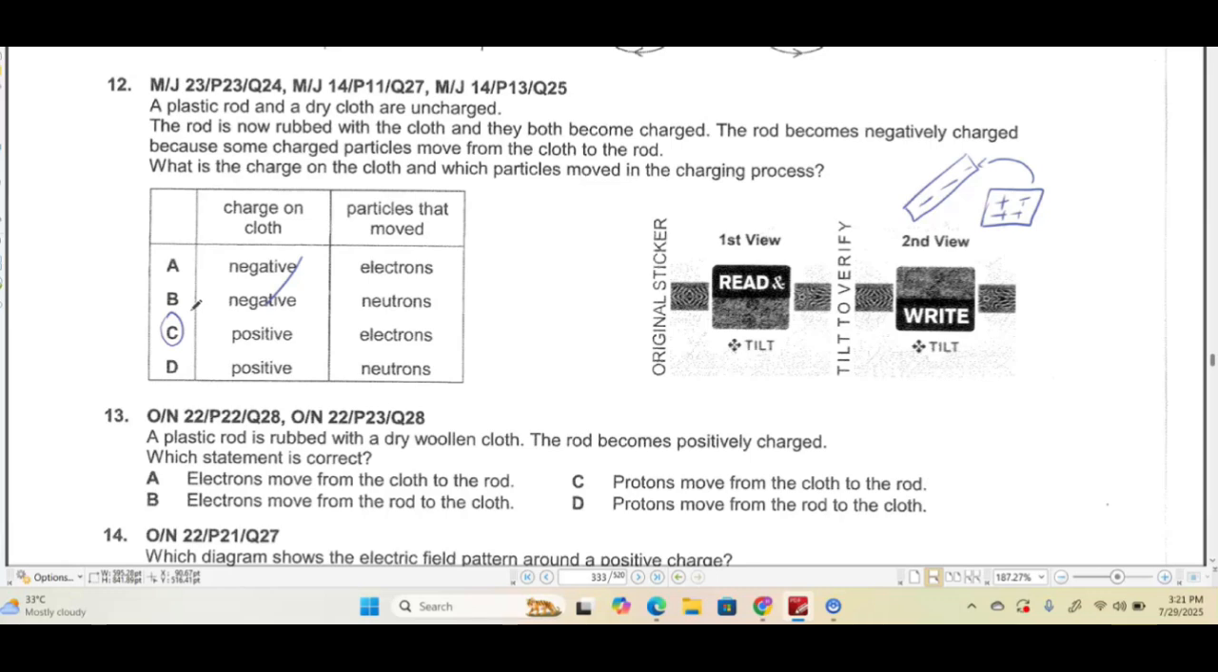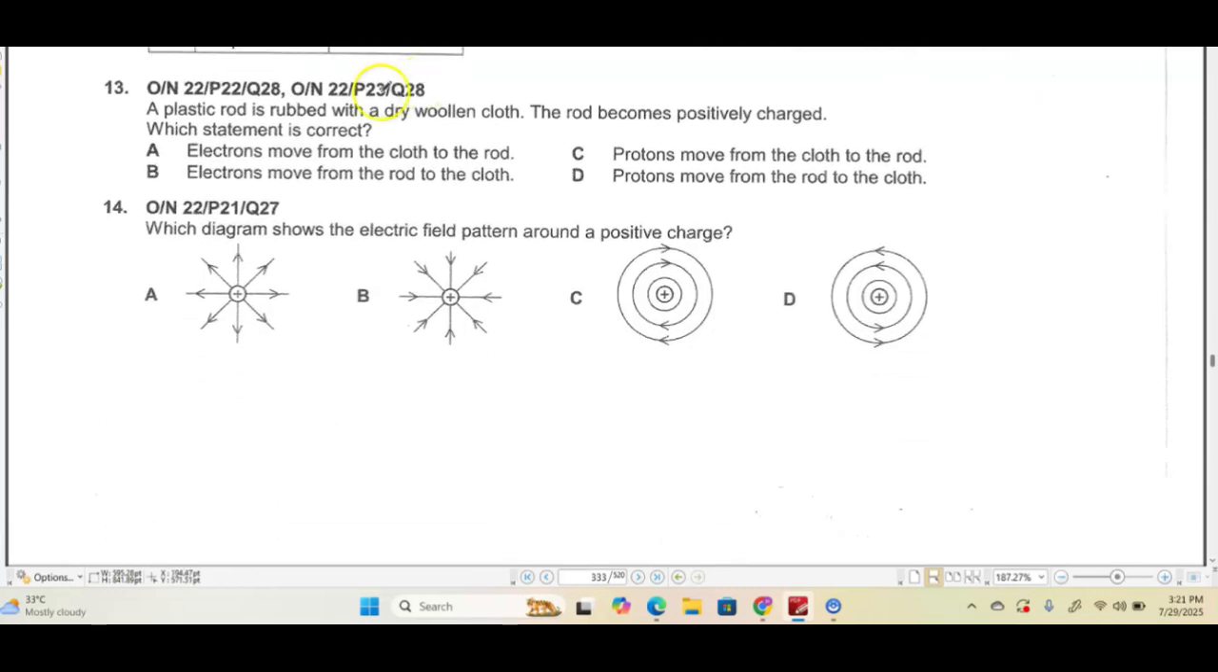Moving forward, question number 13. A plastic rod is rubbed with a dry woolen cloth. The rod becomes positively charged. Which statement is correct? Electrons move from the cloth to the rod. No, if this had happened, then the rod would have become negatively charged. In this case, the cloth has become negatively charged because the rod has become positively charged. So the electrons must have moved from the rod to the cloth. Okay? Electrons move from the rod to the cloth. Yes, this is the correct option.